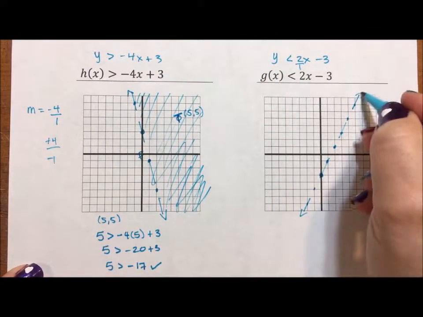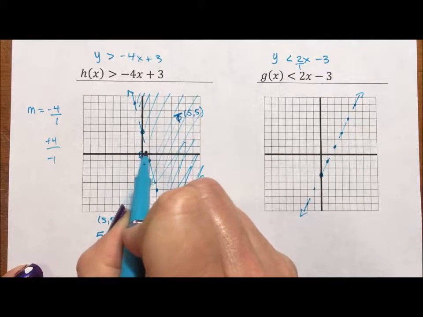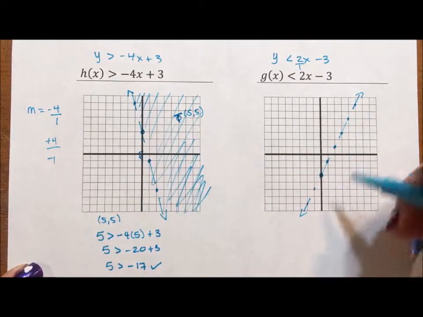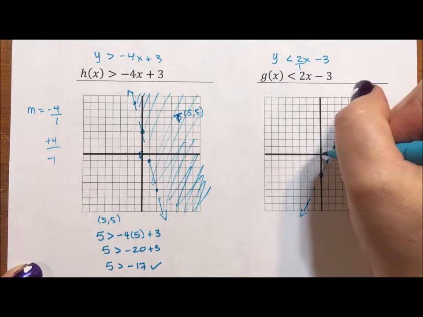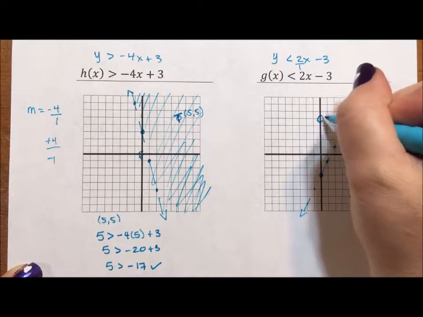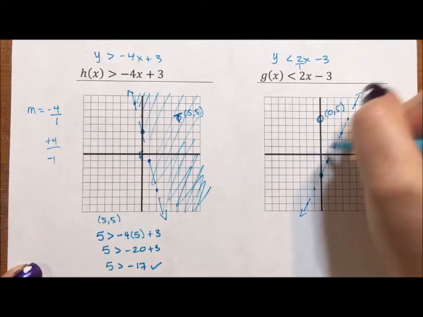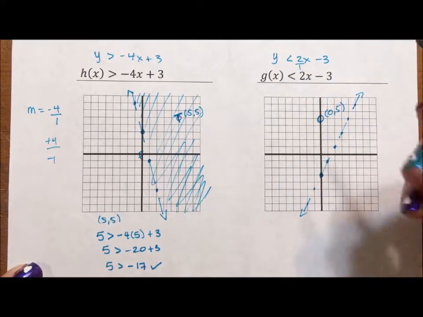And notice when I test a point, I didn't really like testing the origin. It's really close. I like testing a point that's further away. It really makes me feel like the numbers are going to be much different. So I'm going to test 0, 5 this time because 0, 5 is a good distance from the line.